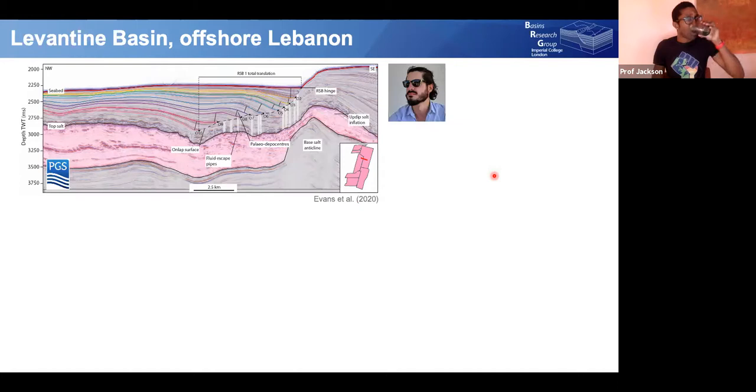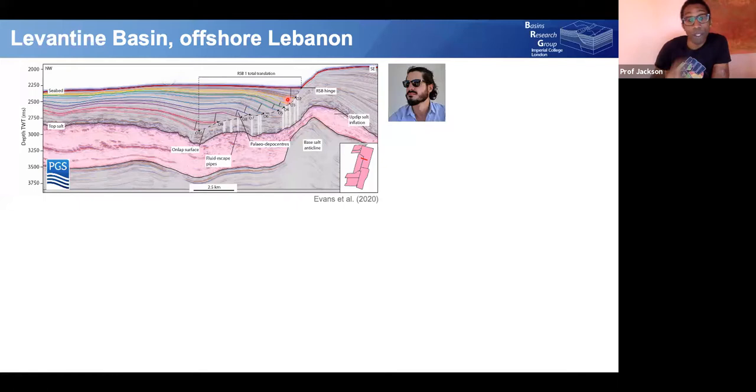So finally, one of the last examples is from the Levantine margin. This is Davide Oppo looking very cool. He looks like a total rock star in this picture. And he's looking very lovingly at these rather exquisite Ramp-Syncline basins that Sean has been working on with myself and Davide. And Sean talked about this in one of the earlier seminars.